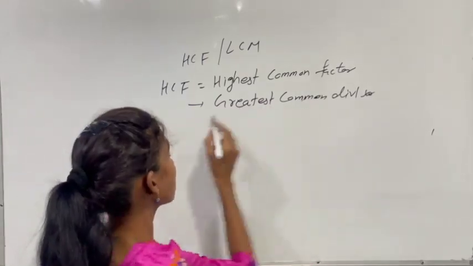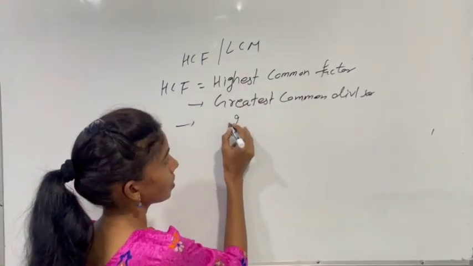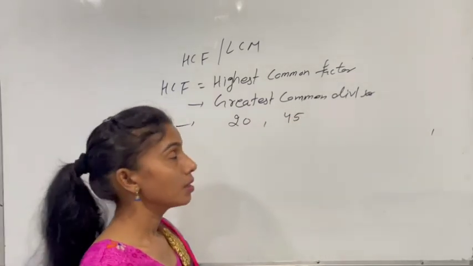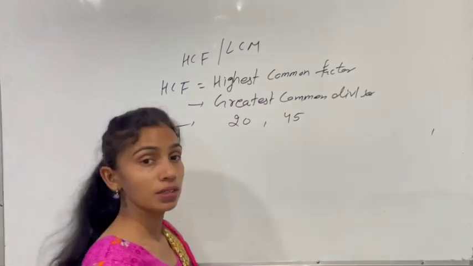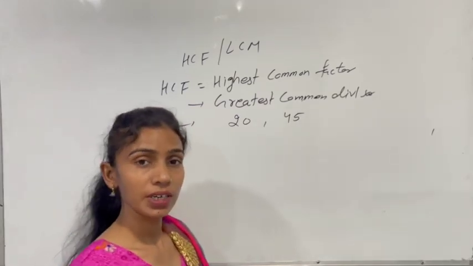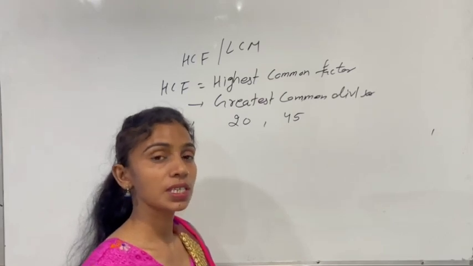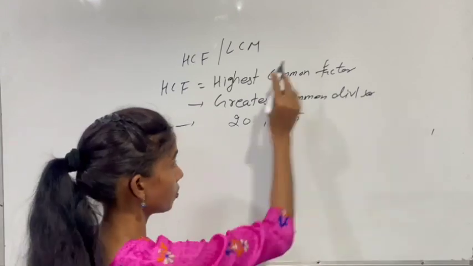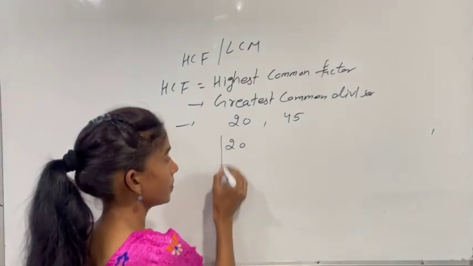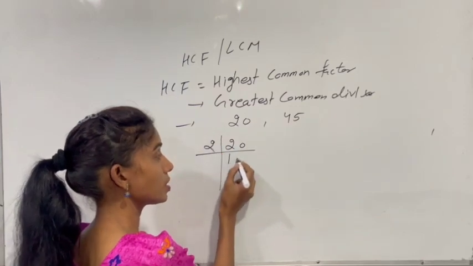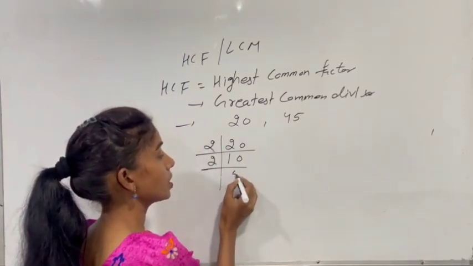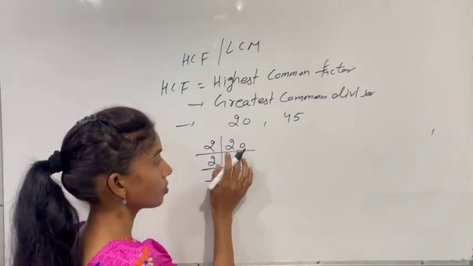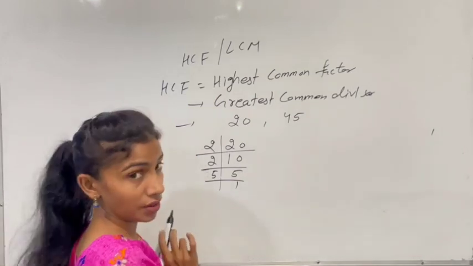Let's explain it with an example. We have to take two numbers, 20 and 45. Firstly, we have to factorize these numbers into prime factors. What is a prime factor? The number which is exactly divisible by 1 and itself is a prime number or prime factor. So 20: 2 ones are 2, 2 fives are 10 and 5 ones are 5. So the prime factors of 20 are 2, 2 and 5.